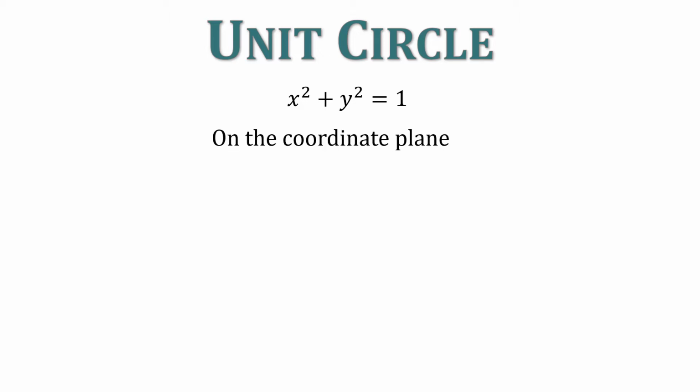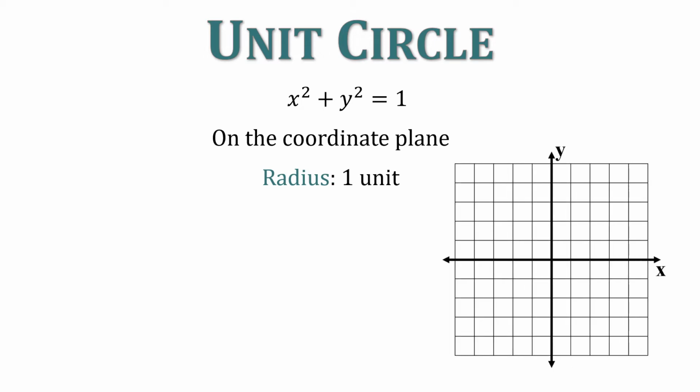The equation of the unit circle is x squared plus y squared equals 1. This is the standard or the parent function of a circle. It is on the coordinate plane. We're talking about graphing parent functions, so of course it's on the coordinate plane. And it has a radius of 1 unit. So let's see what this looks like.